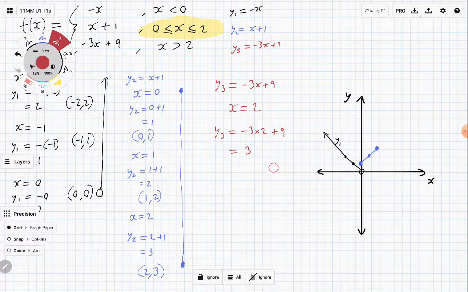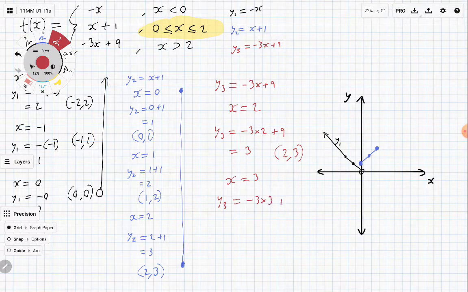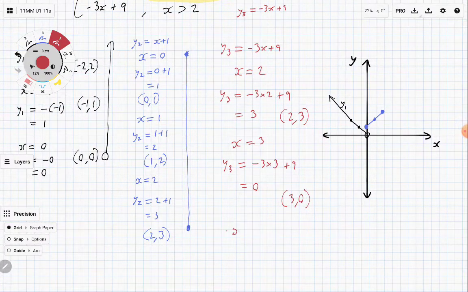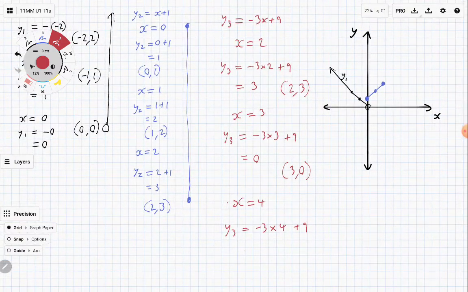So (2, 3). x equals 3 gives y3 equal to -3 times 3 plus 9, which is -9 plus 9, which is 0. So we get (3, 0). And our last point, x equals 4, gives y3 equal to -3 times 4 plus 9. -12 plus 9 is -3. And so we get our last point, (4, -3). And so we've got these 3 points that are all there.